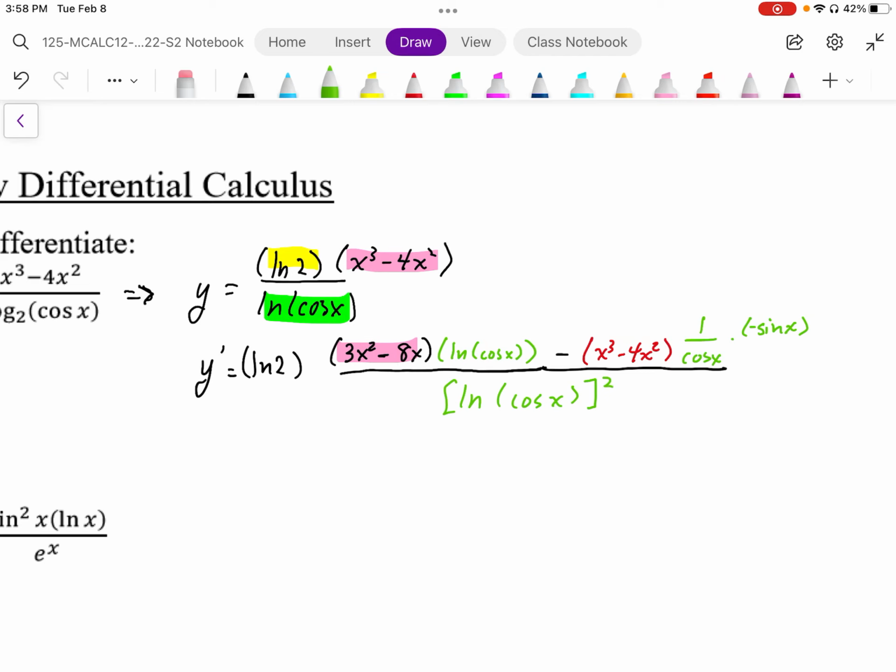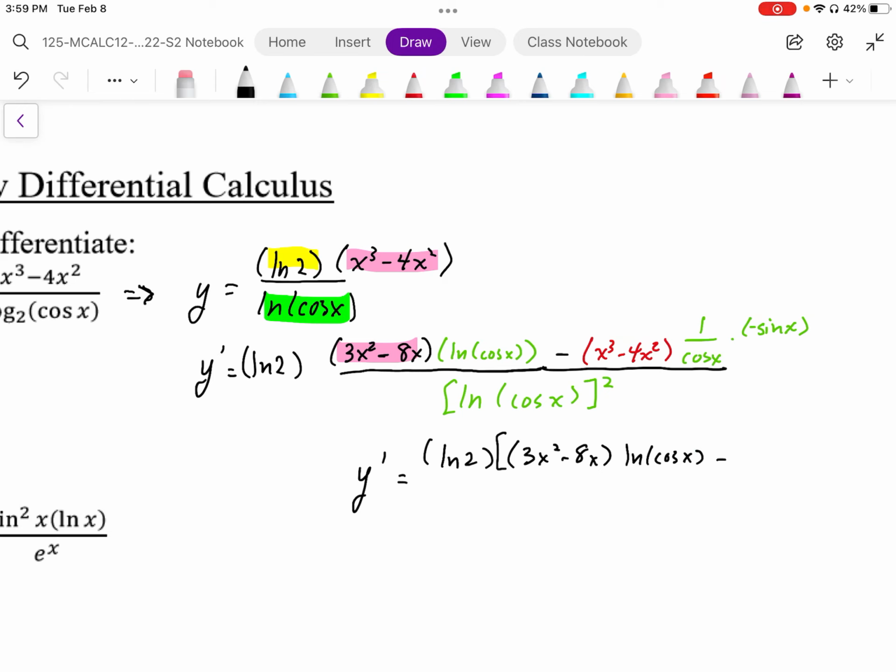Okay, so it looks like there's not too many common factors. There are no common factors here, so all I need to do is clean this up. So I have my log 2 factor. I'm going to keep this in factored form, I think. So 3x squared minus 8x times log of cos x.